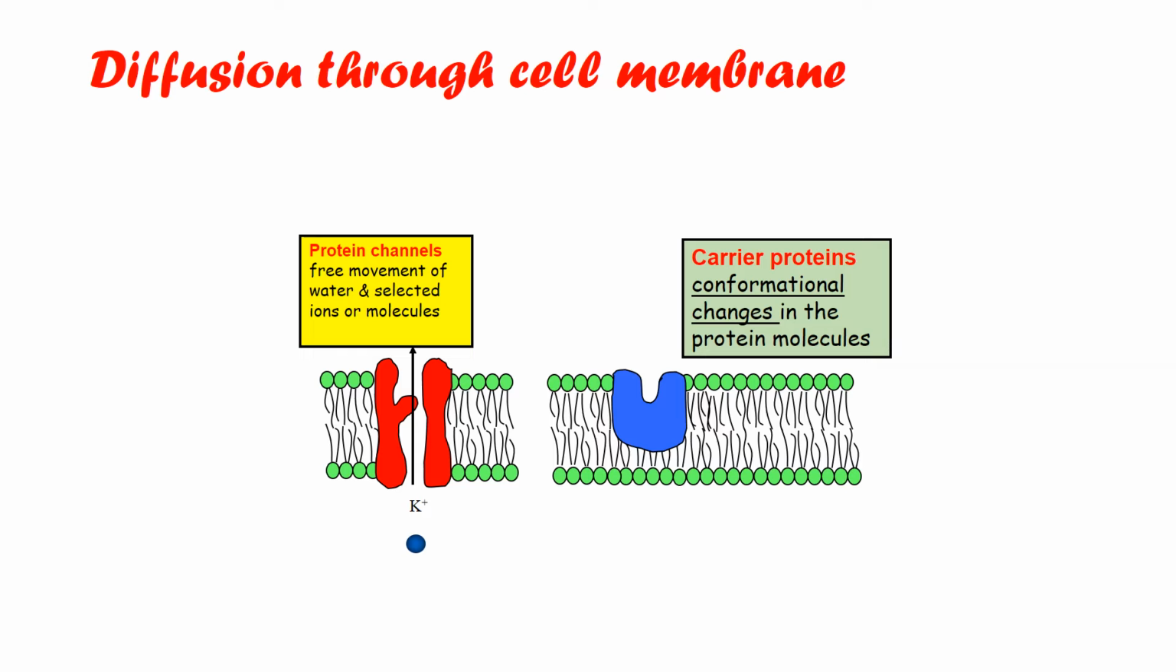So here you can see we have this potassium ion which is trying to move from the inside of the cell to the outside. So what does it require? It requires a passage. It requires a tunnel. So this tubular passage is formed by this integral protein, and this is known as a protein channel. This channel has a central pore which allows for the free movement of water, ions or smaller particles.